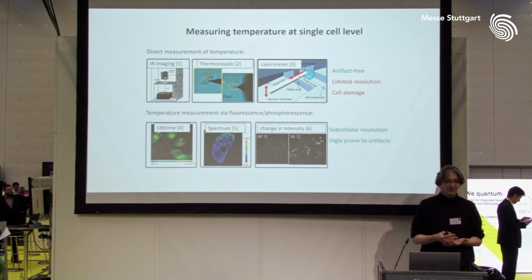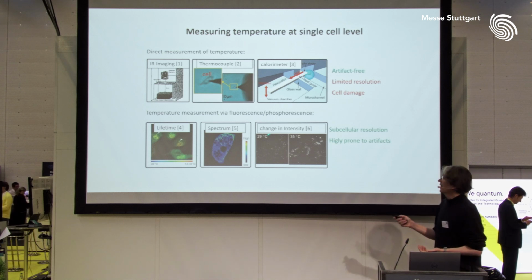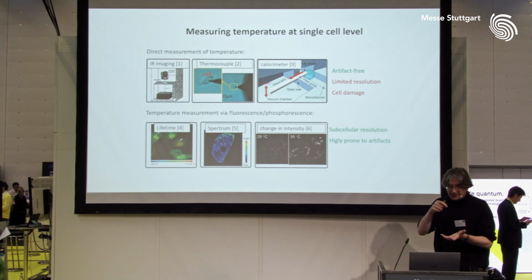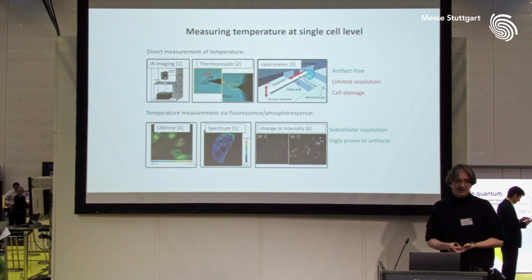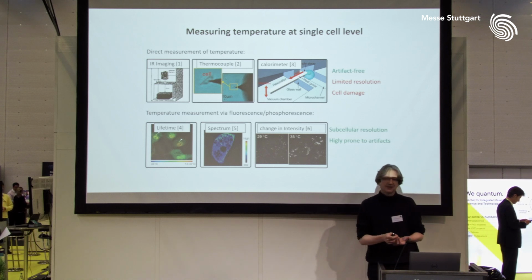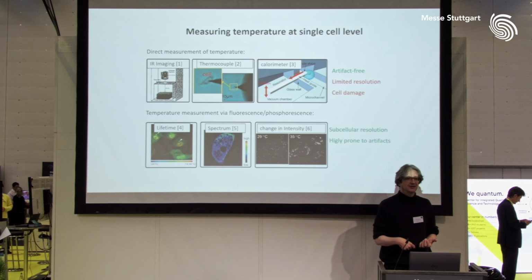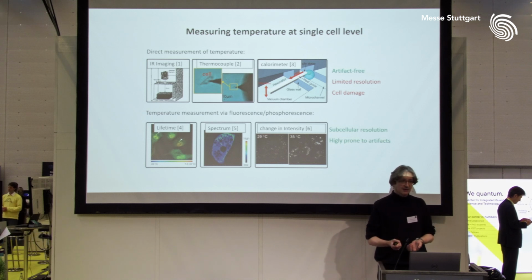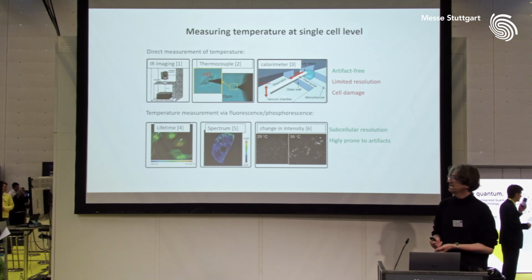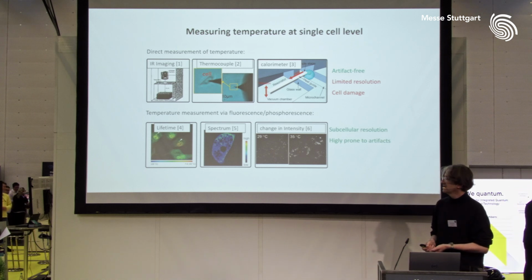Some of them are very precise and calibrated, like, for example, thermocouples or calorimeters, brought inside of a cell, but this damages the cell. So you can bring your very sensitive classical temperature sensor inside of a cell by damaging it. Then you can measure temperature precisely, but you might lose the ability of cells to function right. More recently, fluorescent dyes were proposed and demonstrated as nanoscale temperature sensors.